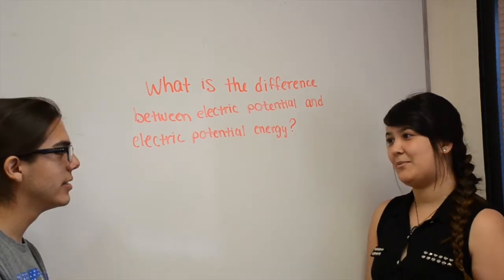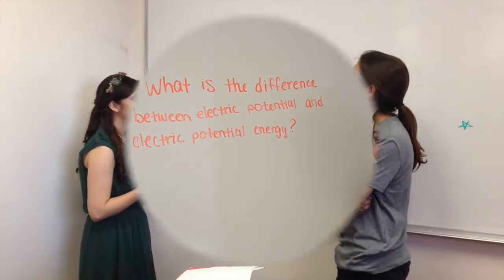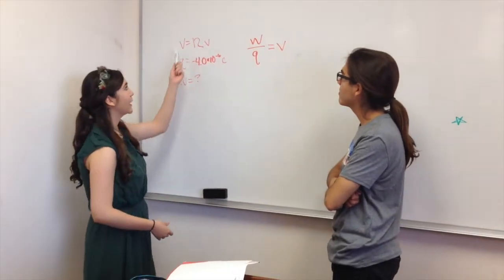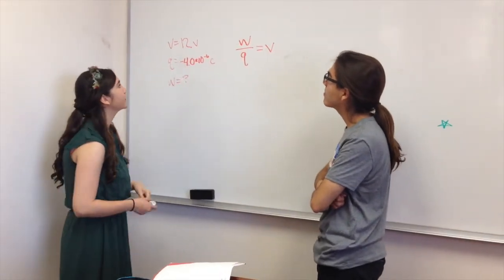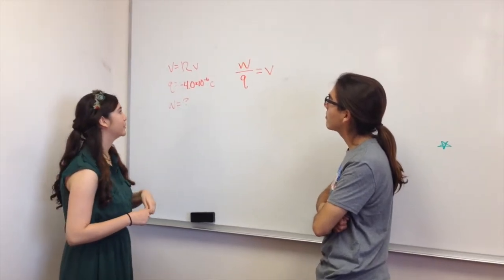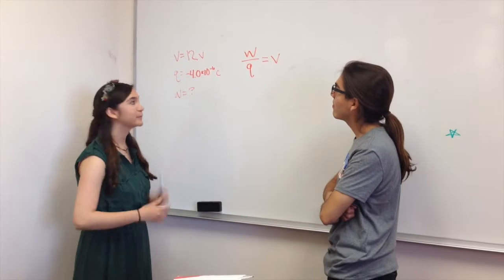Maybe we can do an example so you can understand better. In this example, we have voltage equal to 12 volts, charge equal to negative 4 times 10 to the negative 6 coulombs, and we need to find work.